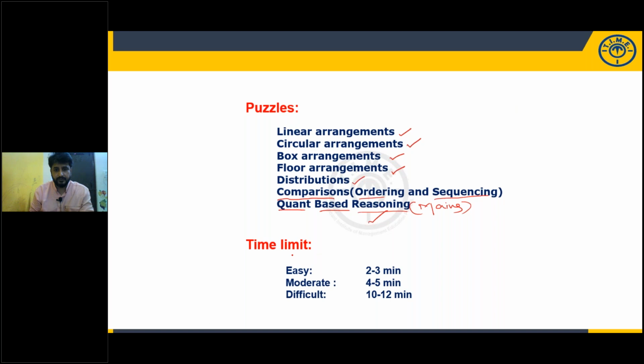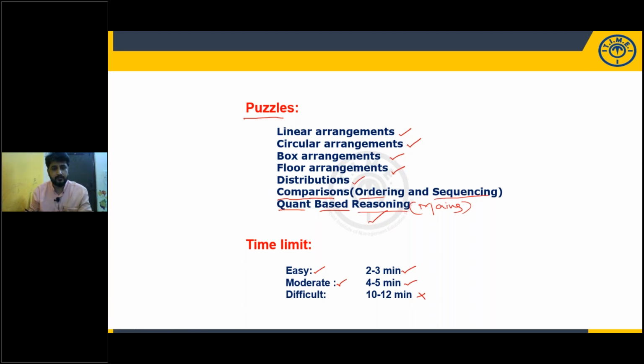For easy questions from the area of puzzles, you can spend 2 to 3 minutes, moderate 4 to 5 minutes, difficult 10 to 12 minutes. But in RRB PO prelims or PO mains, they won't give difficult sets. They'll give you easy sets in prelims. In mains they'll give you moderate level of difficulty sets. They won't give much difficulty. You don't need to worry about that.